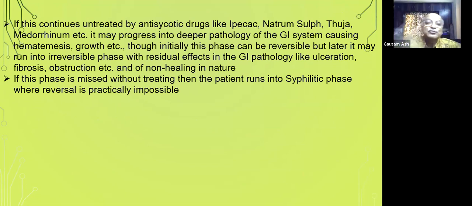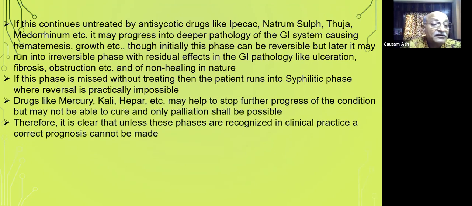As I have shown in scope and limitations, that is explained over here in a detailed way, taking the miasmatic analysis of the case through Hahnemannian pathology and the way we look after pathology. If this phase is missed out without treating, then the patient runs into the syphilitic phase, where reversibility is practically impossible. Drugs like the mercury group, Kali group, Hepar sulph, etc. may help to stop further progress of the condition, but may not be able to cure, and only palliation shall be possible, because in irreversible cases palliation is given. Therefore, it is clear that unless these phases are recognized in clinical practice, a correct prognosis cannot be made.